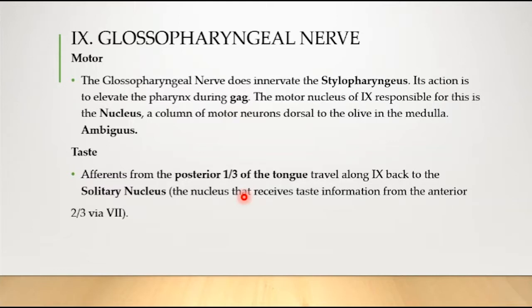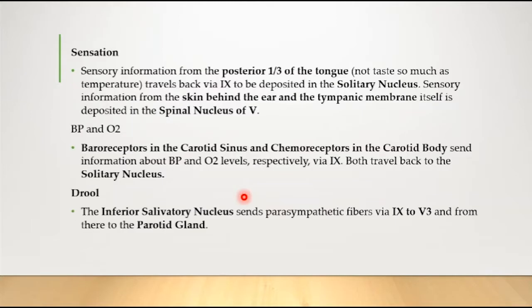Then the glossopharyngeal nerve is motor and sensory. It supplies the stylopharyngeus muscle, which elevates the pharynx during gag, and also it supplies taste to the posterior third of the tongue, back to the solitary nucleus. So we usually talk about this. Taste. Yes.